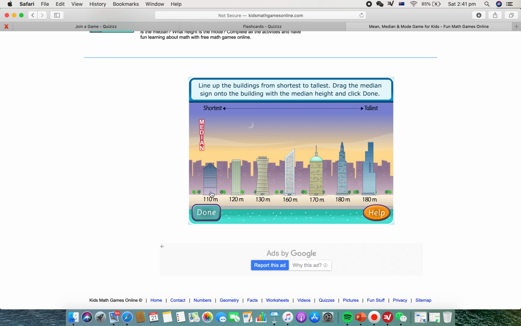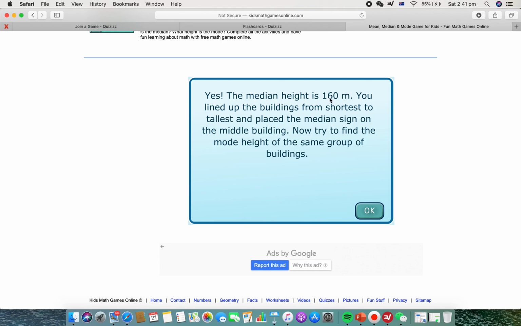All right, from smallest to largest. Now we take this one and we find median, so the number in the middle, and then we press done. Yes, the median height is 160 meters. You lined up the buildings from shortest to tallest and placed the median sign on the middle building. Now try to find the mode height of the same group of buildings.